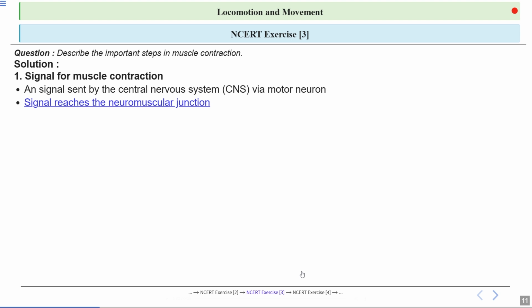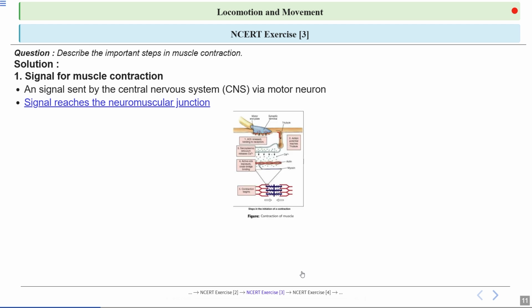Next, the signal reaches a special connection point called the neuromuscular junction. So you can think of this as a handshake between the nerve and muscle. It's where the message from the nerve is passed on to the muscle fiber, setting the stage for the next steps. Now, this image helps us visualize the neuromuscular junction. You can notice how the nerve ending comes very close to the muscle fiber but doesn't actually touch it. And this tiny gap is where important chemical signals are exchanged, allowing the process to continue.